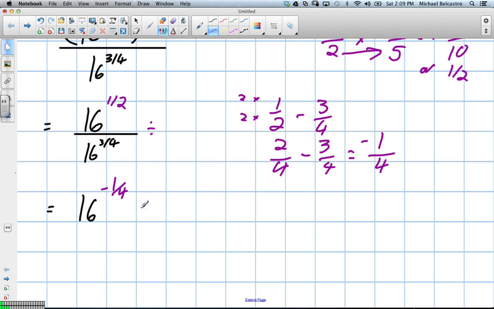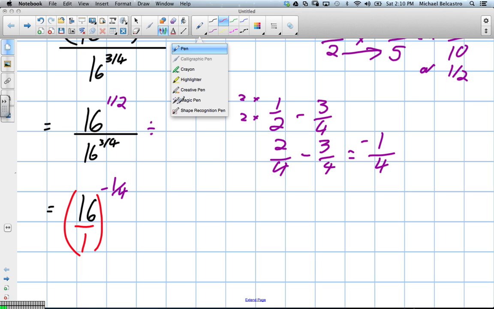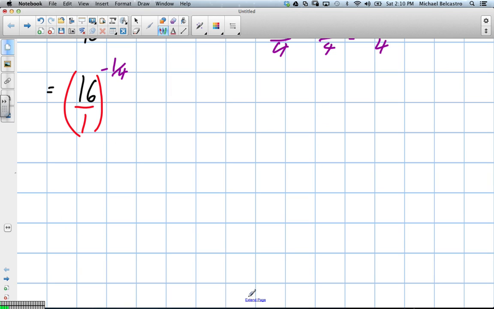Okay. Negative 1/4. Well, to make it simpler for myself, I want this to be a positive exponent. So I'm going to think of this 16 as a fraction itself. And how can we turn this into a positive exponent? Bring it to the bottom. Which, bring what to the bottom? Tell me what it would say. 16 over 1 to 4? The exponent actually ends up staying in the same spot.